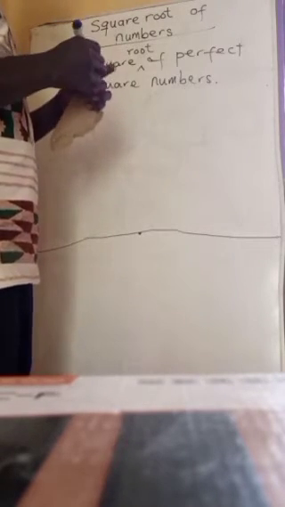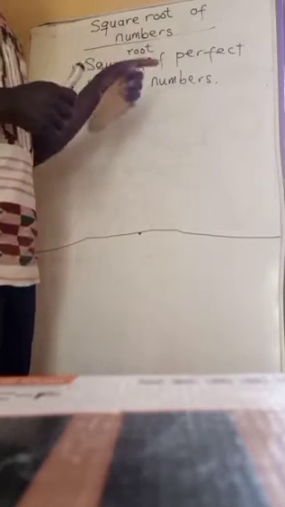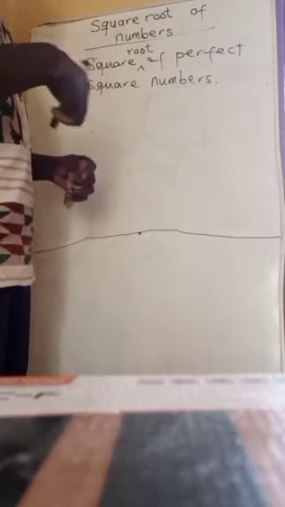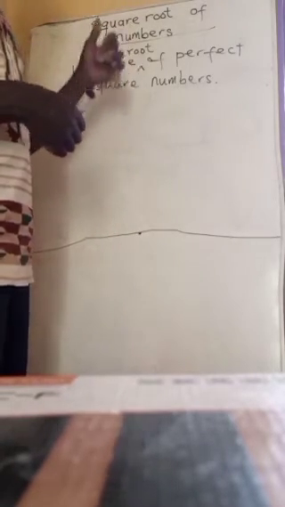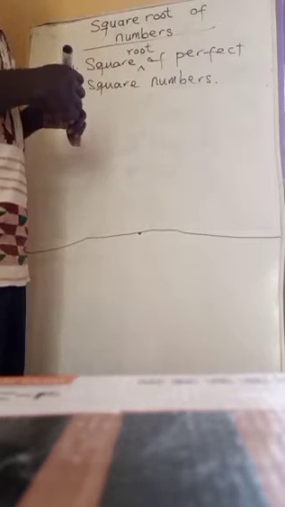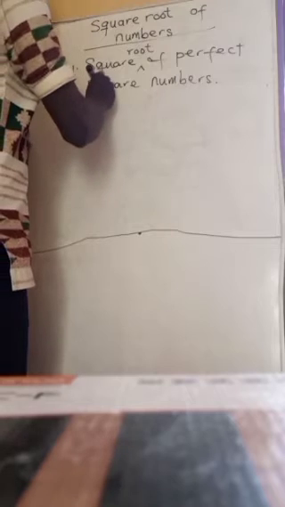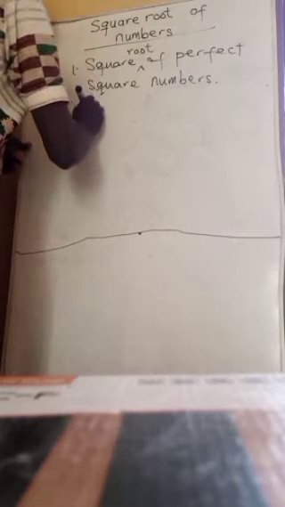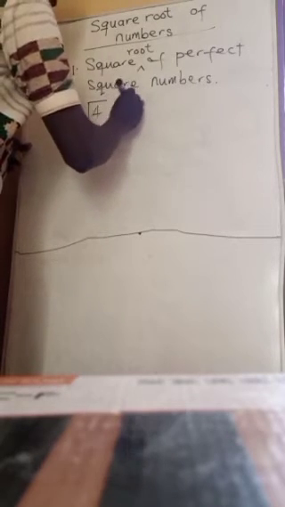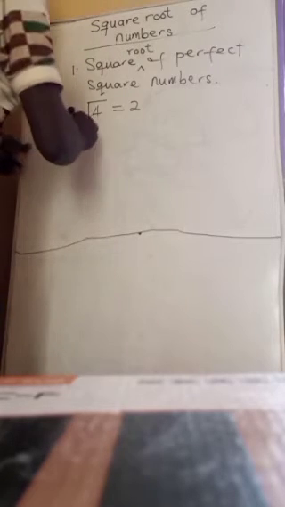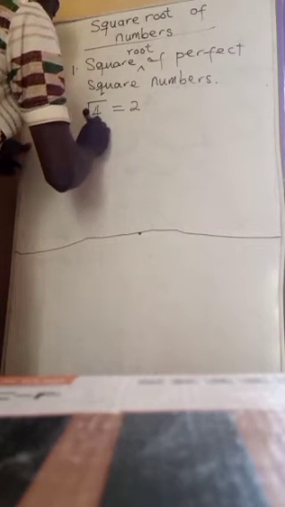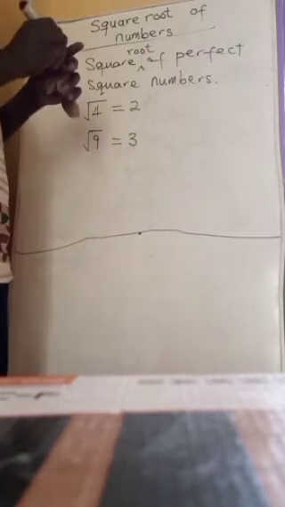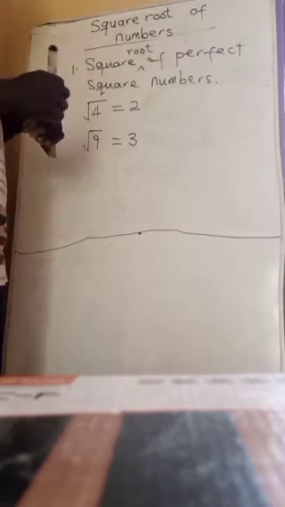whenever you take the anti-square, which is known as square root of that particular number, you get a whole number. Whenever you take the square root of that particular number, the answer is a whole number. For example, 4 is a perfect square. Hence, if we take the square root of 4, we get 2, which is a whole number. Then the square root of 9 is also a perfect square, and we get 3, which is also a whole number. So this is what we mean by the square root of a perfect square number.